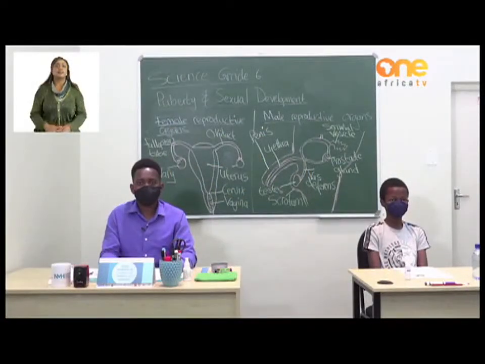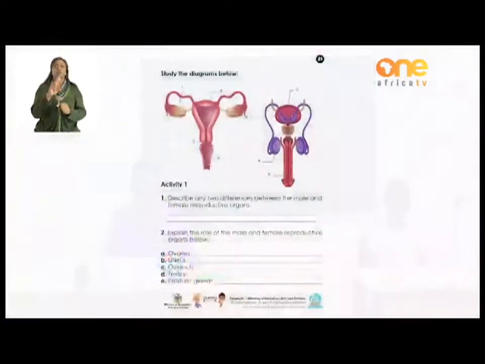Let us now turn to page 21. On page 21, we have your Activity 1, and here are your instructions for completing this activity. The first thing you need to do is study the diagrams that are provided for you. And once you have studied them in reference to today's lesson, only then can you complete this activity 1.